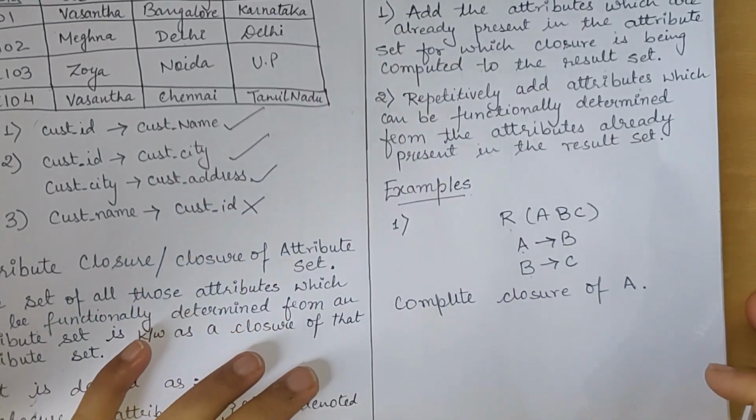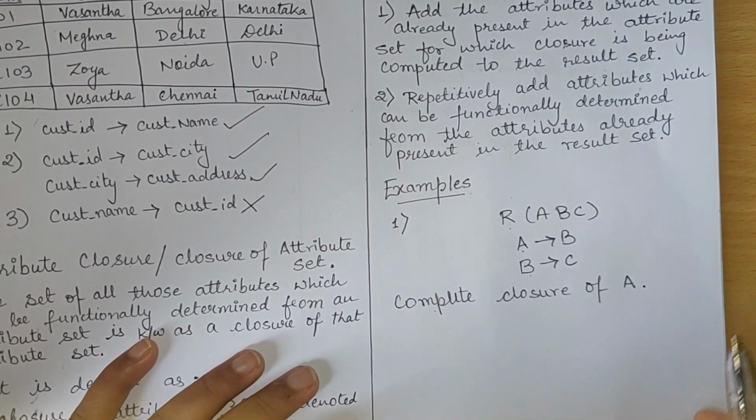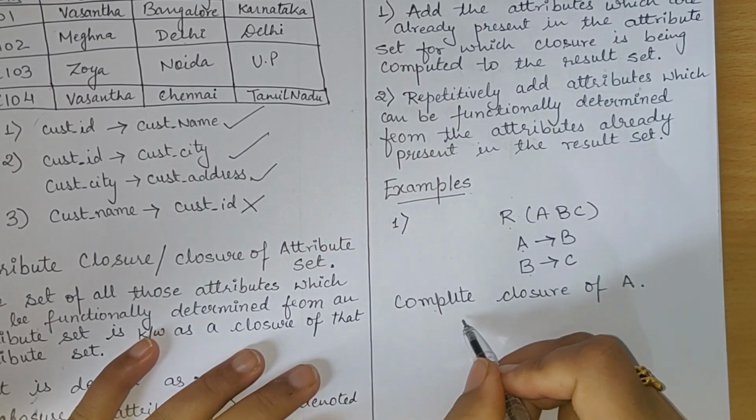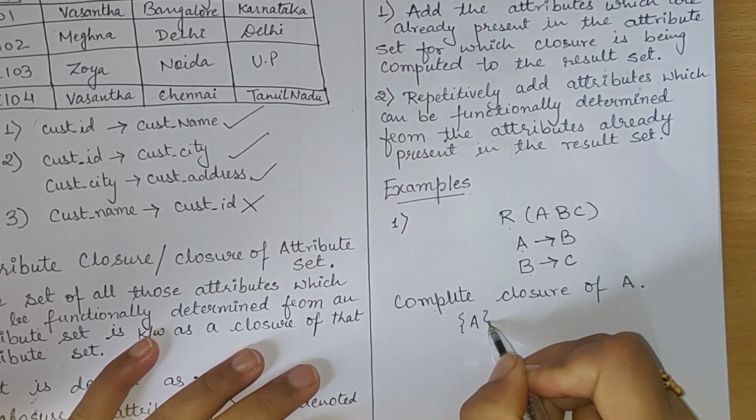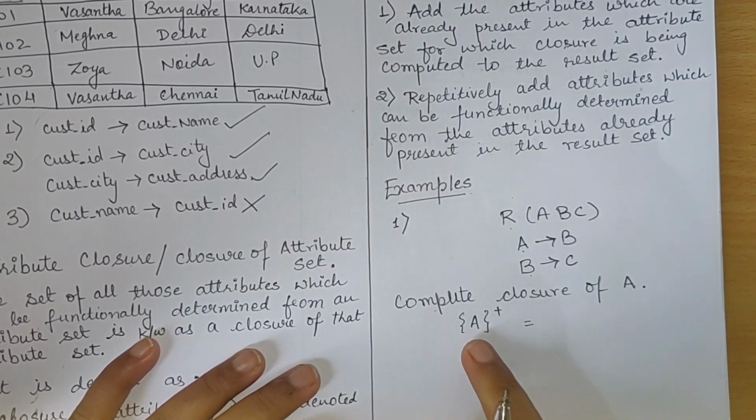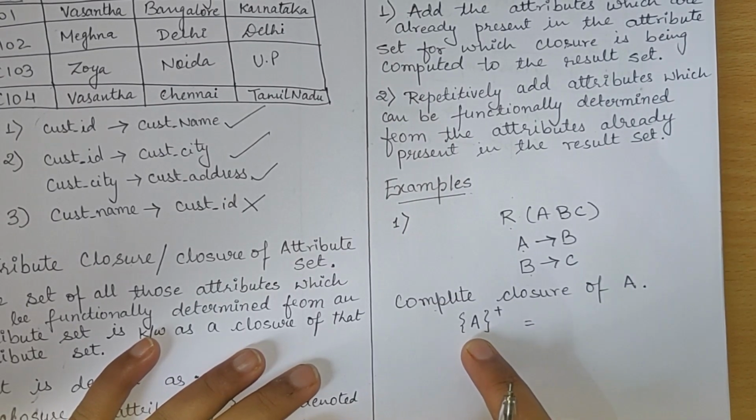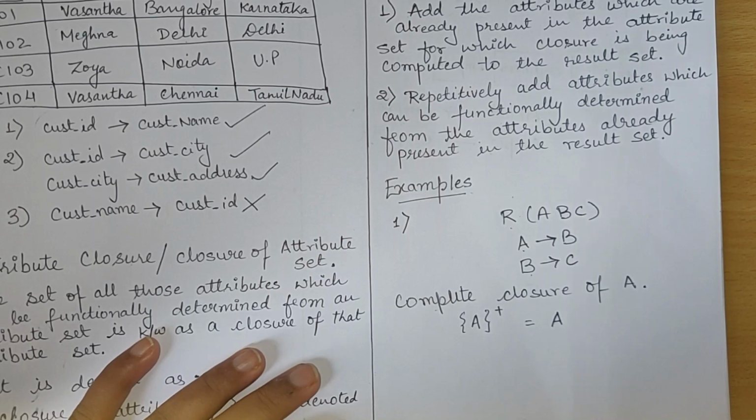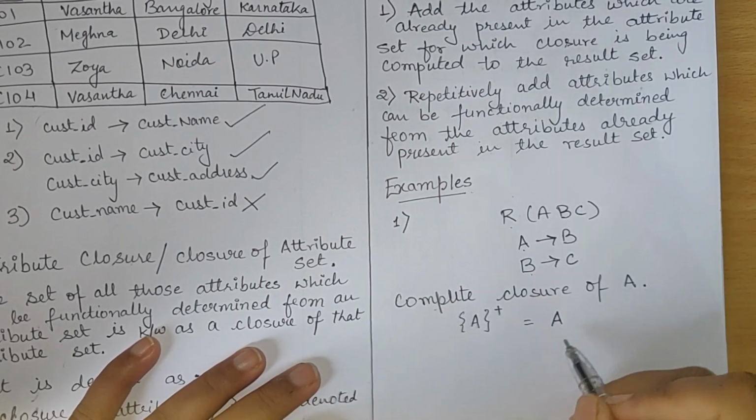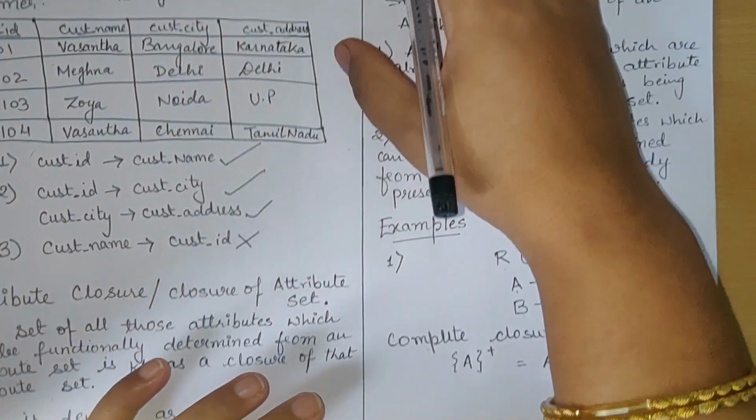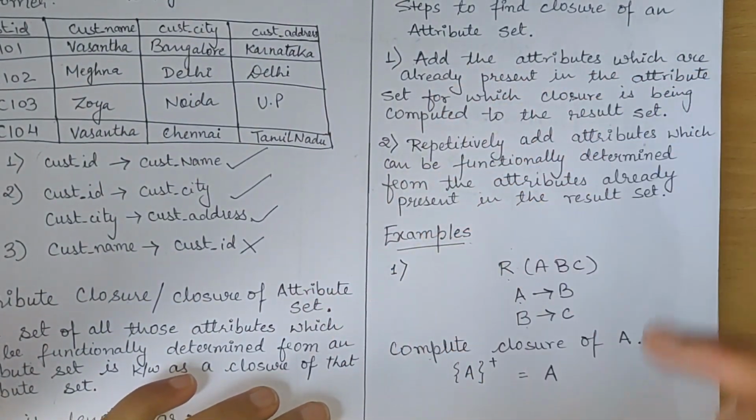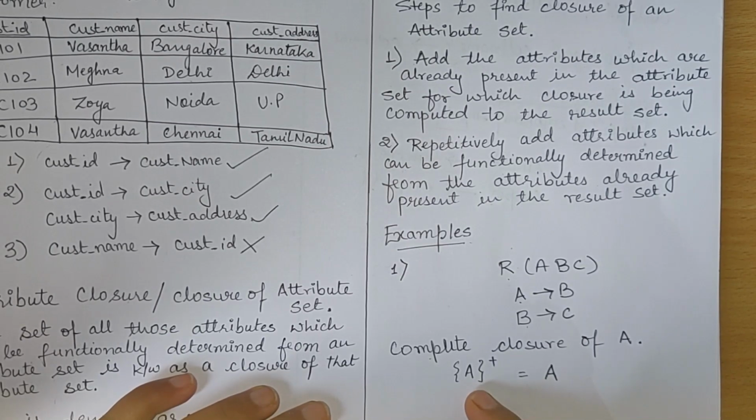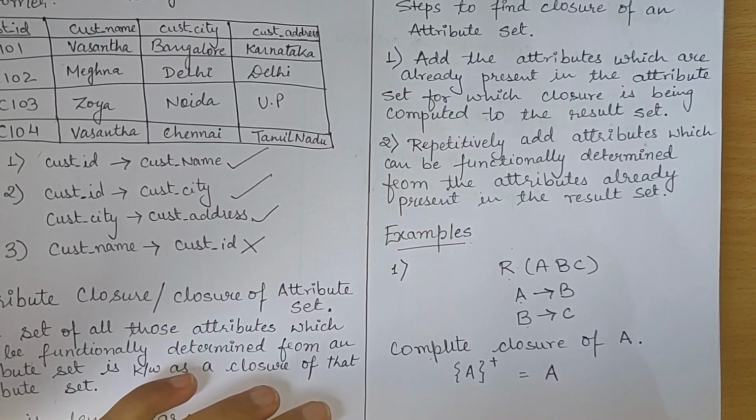computed. So here what is the question? Compute closure for A. So when I have to compute the closure for A, that means what? I am doing something like this. I am calculating the closure of A. Now what are the attributes already present in the set? A. So if I say A uniquely determines A, this is not wrong. A can uniquely determine A, right? So the first step we are doing, add the attribute which are already present in the attribute set for which closure is being computed to the result set. So in my result set, A came.